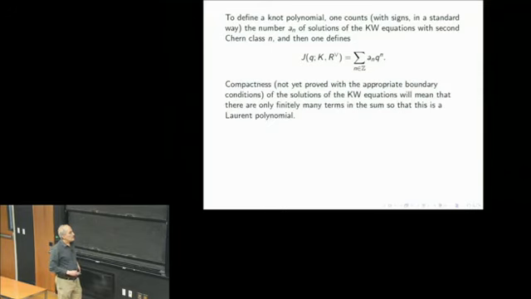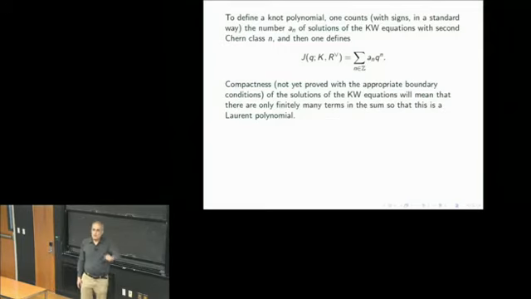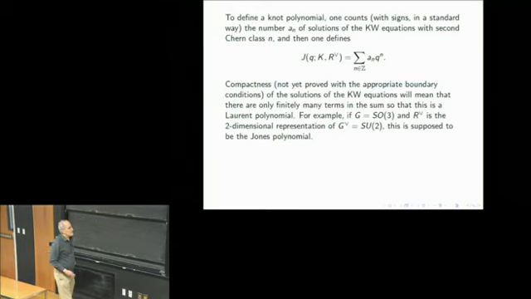So compactness of the solutions will mean that there are only finitely many terms in the sum. So this is a Laurent polynomial. Actually, it's offset from a Laurent polynomial by a power of q, because we were in a torsor, remember? So n is not really Z-valued. It's offset from Z by something that depends on the details of the setup. So with a slightly unnatural trivialization, you make n an integer. And then this is exactly as I said.